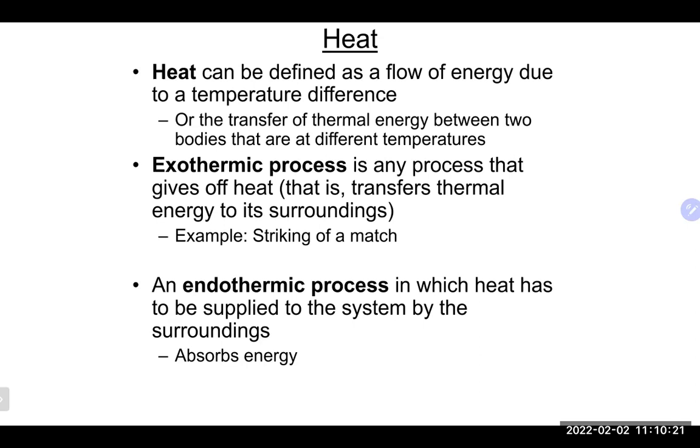So as we talked about, there really are two types of processes that we often look at when we're talking about energy. One is an exothermic process, which is any process that releases energy. Energy is given off. Obviously, striking a match or using a Bunsen burner, you can feel the heat coming off, right? So that is an exothermic type process. Endothermic, on the other hand, is a process where heat and energy is being absorbed by the system.